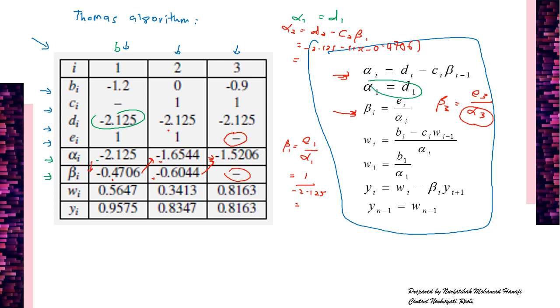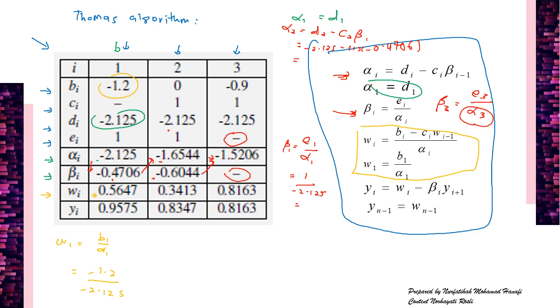Now after we have alpha and beta, it's time to calculate our Wi. This is the formula that we will use for Wi. We start with W1. The formula is B1 over alpha 1. What is our B1? Negative 1.2. What is our alpha 1? Alpha 1 is minus 2.125. So we have here 0.5647.